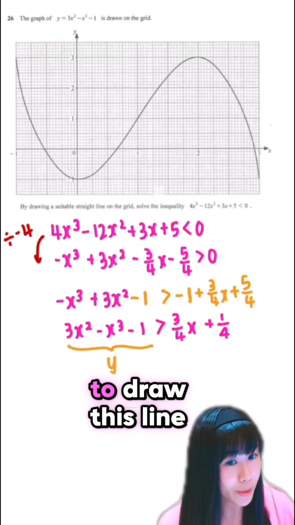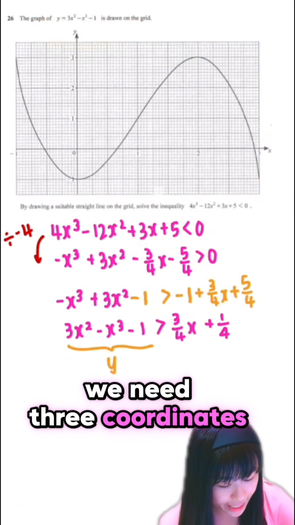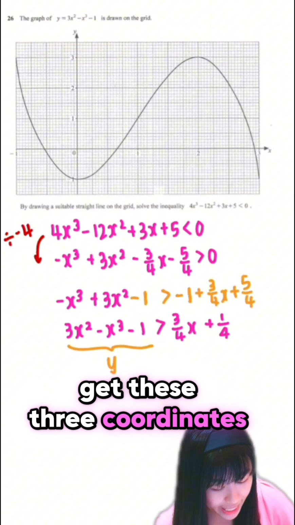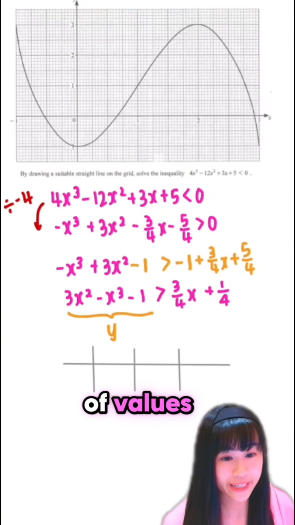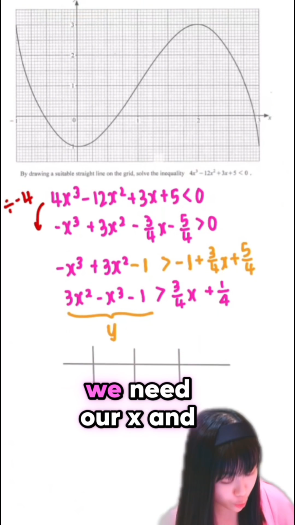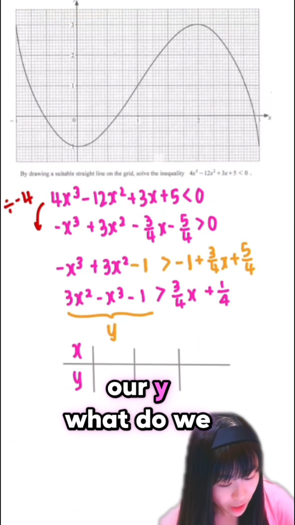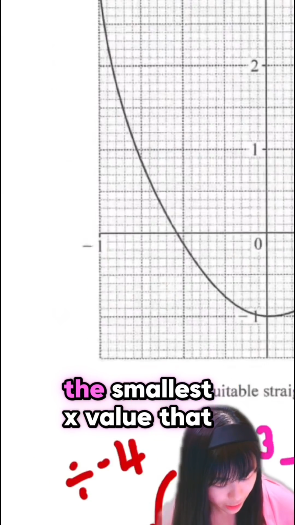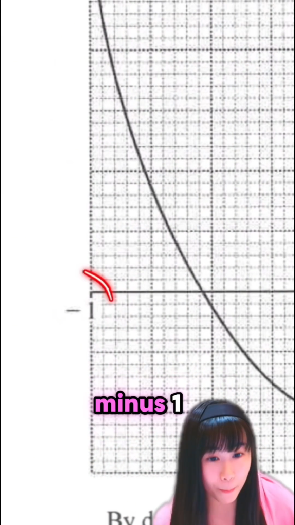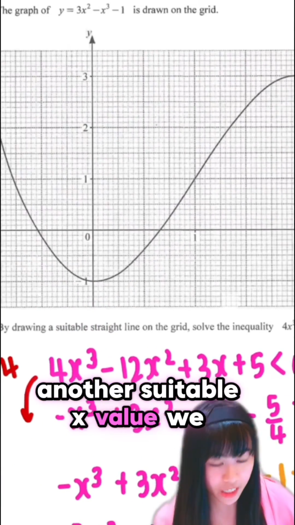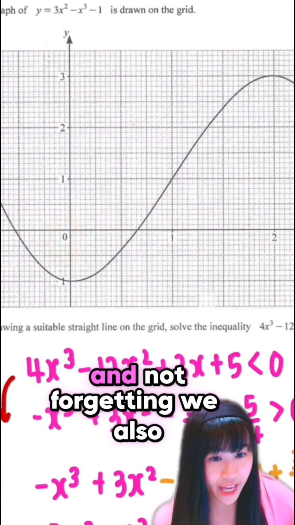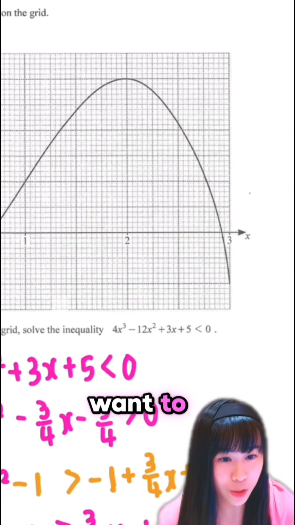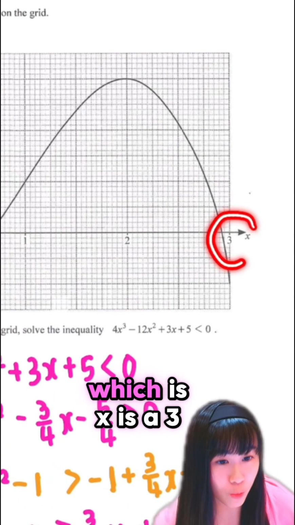Alright, now to be able to draw this line, we need 3 coordinates. So to be able to get these 3 coordinates, let's draw out the table of values. Now to be able to get out the table of values, we need our x and our y. What do we sub in for x? If you take a look at this graph here, the smallest x value that we can use is minus 1. Another suitable x value we can use is 0. And not forgetting, we also want to take a look at the end of this graph here, which is x is 3.